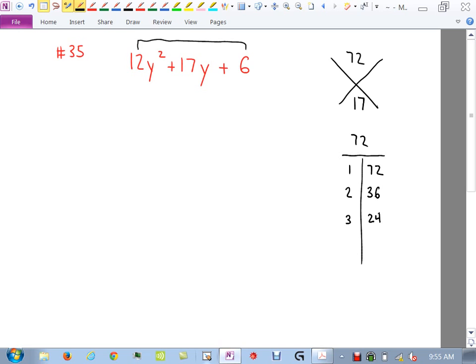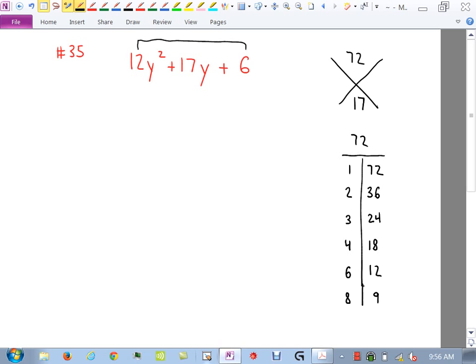4, does 4 go in there? 4 and 18. Ooh, that's not going to work, is it? Does 5 go in there? 6 and 12. Oh man, that's close, right? 18. How about 7? No? 8 and 9. Oh, 8 plus 9 is 17.